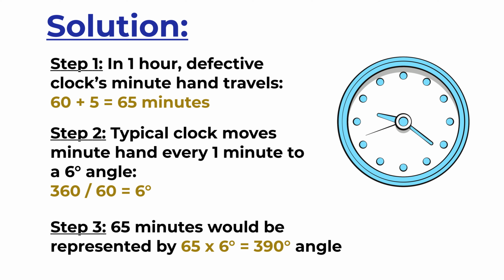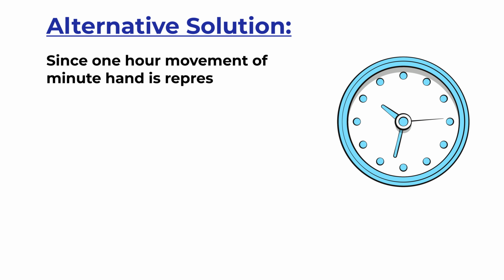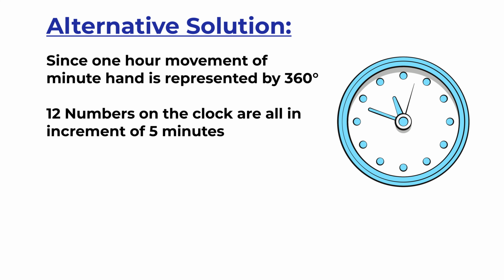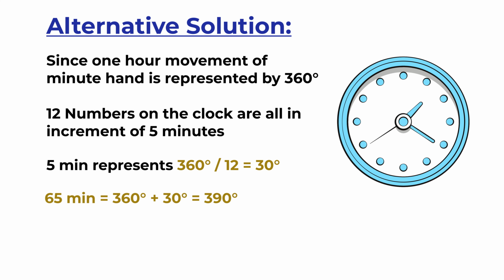Obviously, as with a lot of problems, there is an alternative way to solve it. Since 1 hour movement of the minute hand is represented by 360 degrees, we can look at the 12 numbers on the clock, and each number on the clock is an increment of 5 minutes. 5 minutes is represented by a 30-degree angle, which is calculated as 360 degrees divided by 12 numbers, which equals 30 degrees. So 65 minutes would be represented by 360 degrees for the full circle plus 30 degrees for the extra 5 minutes, which would be a 390-degree angle.